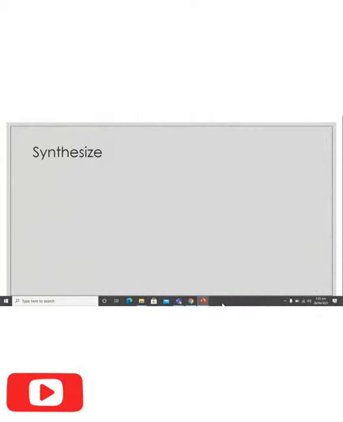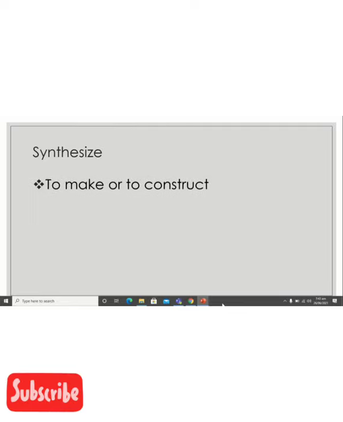Then now synthesize. Synthesize simply means to make or to construct. As simple as that. It's nothing extraordinary. So if you're given a question where it says synthesize something, it means that you're going to make something or construct something. Maybe you construct a table, maybe you make a model, something of that nature. But that's as straightforward as it gets.